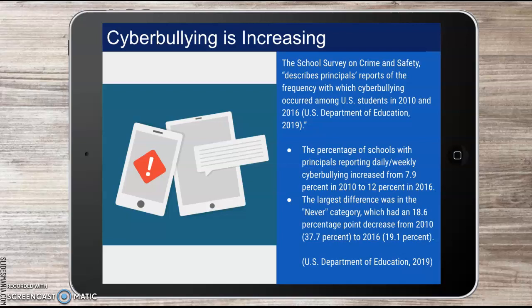And yes, they had smartphones and things back then. In 2016, only 19.1% had not experienced cyberbullying. So, almost a 20% decrease in students that had never experienced cyberbullying, which is sad. We hope that no one should ever have to experience this.